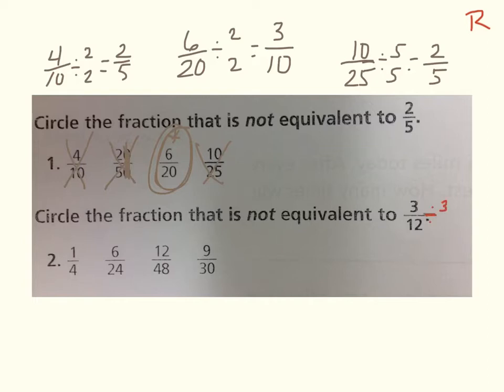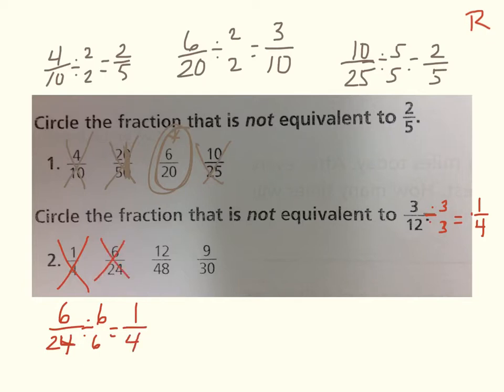I know that 3 goes into both 3 and 12. 3 divided by 3 is 1. 12 divided by 3 is 4. So right off the bat, I know that doesn't work. 6/24, the biggest number that will go into both 6 and 24 is 6. So I divide both by 6 and I get 1/4.